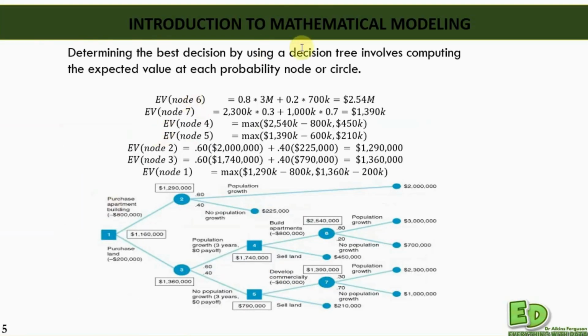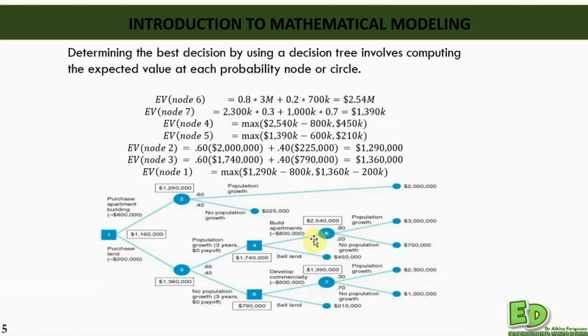So this is what we do. Determining the best decision by using a decision tree involves computing the expected value at each probability node or circle node. So we could start with 7. So 7 over here, I want to multiply the probability by the monetary value. So probability 0.30 by 2,300,000 plus 0.70 by 1 million. That's what you have here for node 7. And that will give you the final value of this. And then you write this value here on the 7th node, because we're working on the 7th node, which is a circle node.